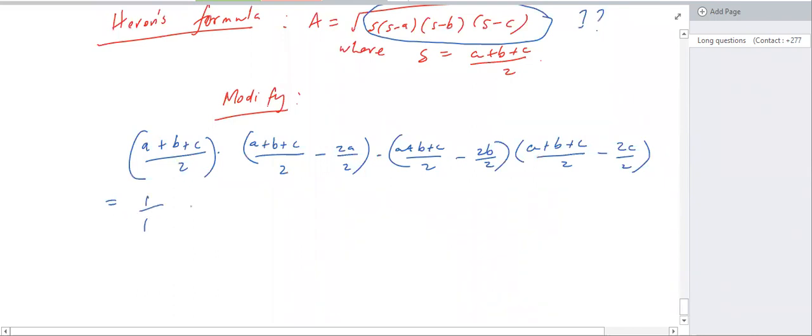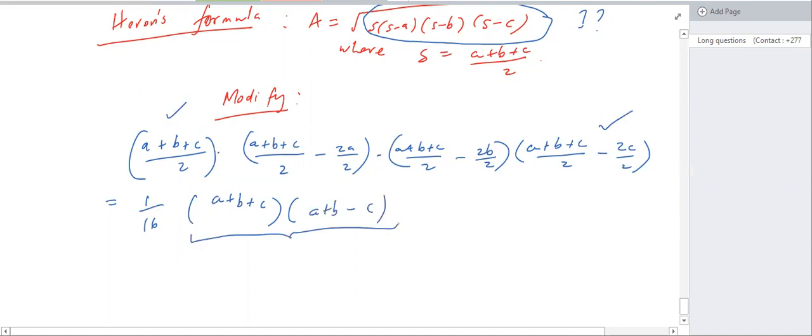1 over 16 into A plus B plus C into, so collecting these terms, remember all the denominators are out because this is still over 2, this is still over 2 and that's still over 2. 2 times 2 times 2 times 2 is 16. So 1 over 16, A plus B plus C, this is the term. And let's look at A plus B minus C. So we should be looking at that term.